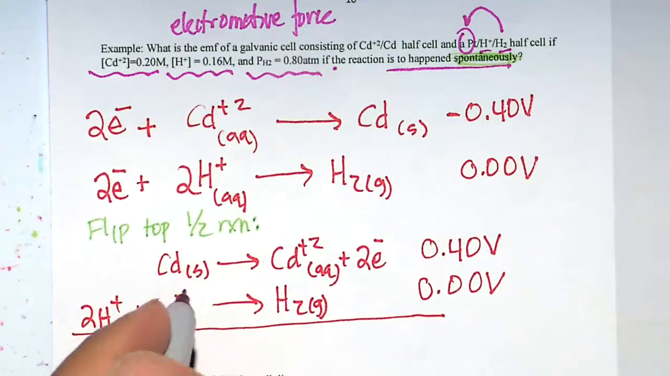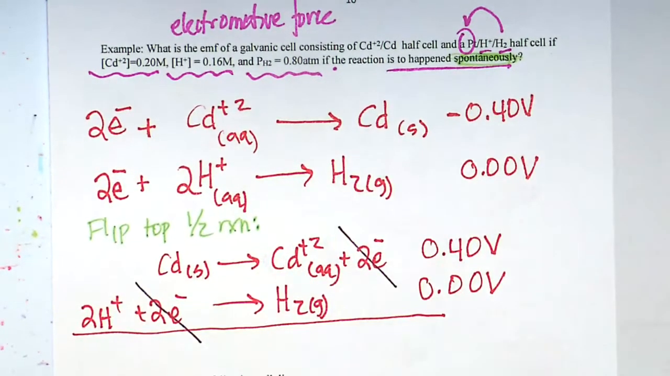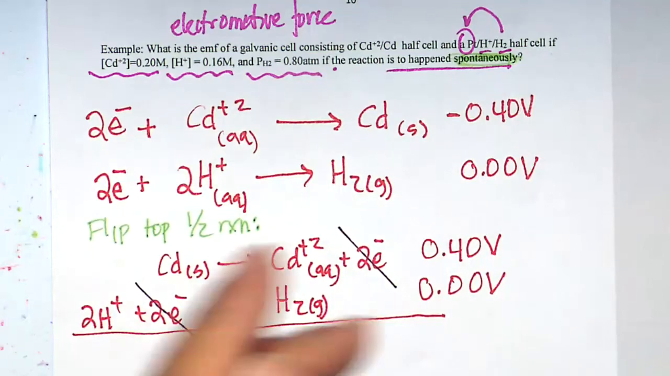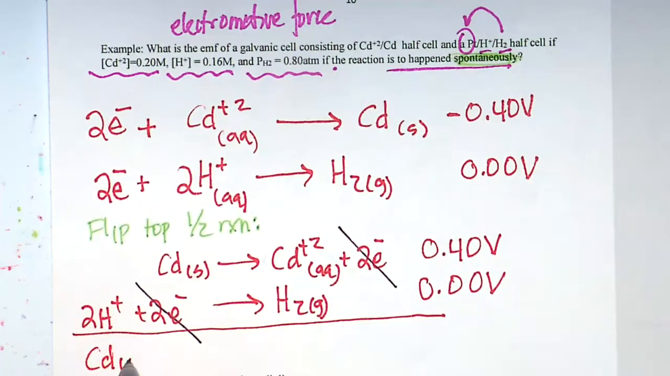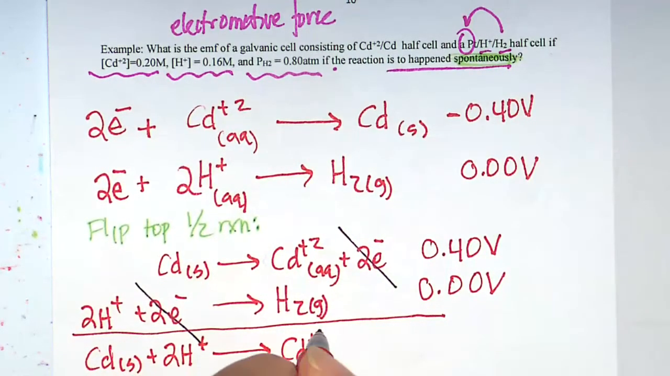Everyone see the 2 electrons cancel. And now we have here cadmium solid plus 2H plus goes to cadmium plus 2 plus H2 gas.